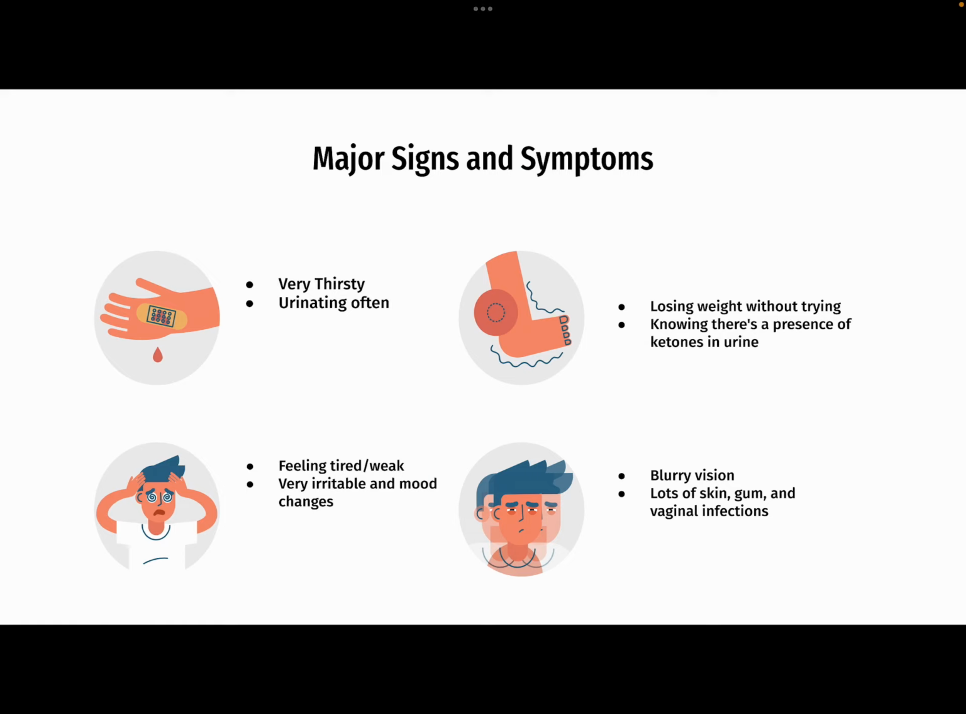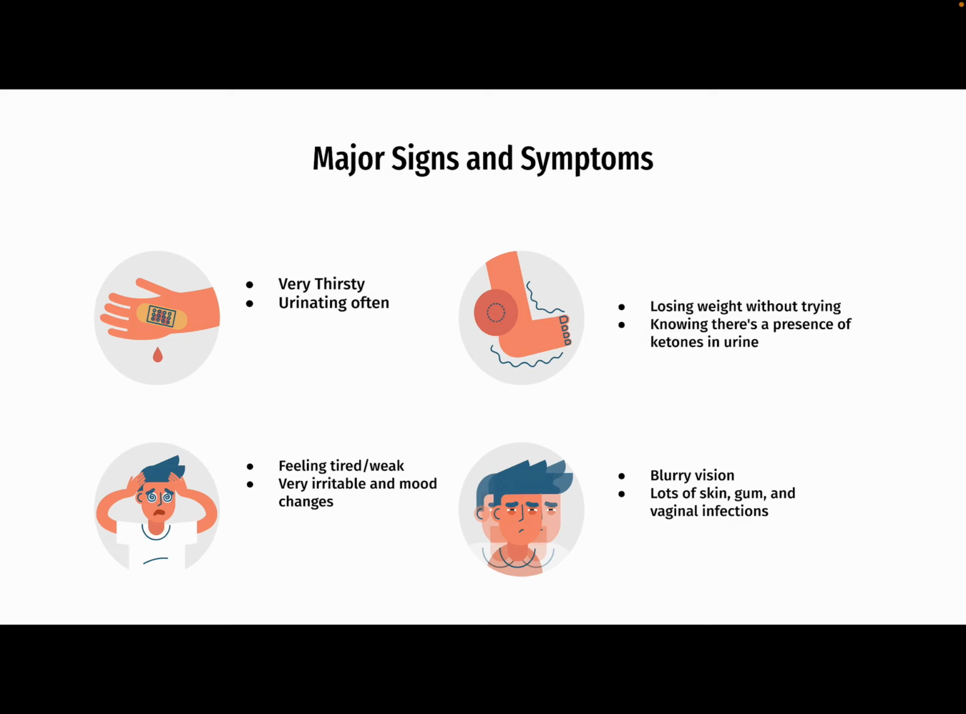Major signs and symptoms. The first two are you are very thirsty and you urinate often. This is not normal, as people can be very thirsty and can urinate depending on different life and environmental factors. This would be a next level thing. Next would be losing weight without trying to, or the presence of ketones in your urine.